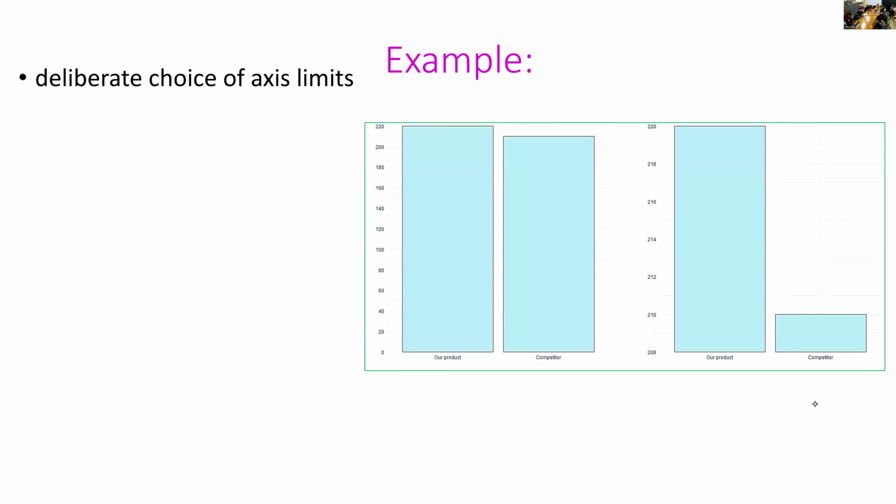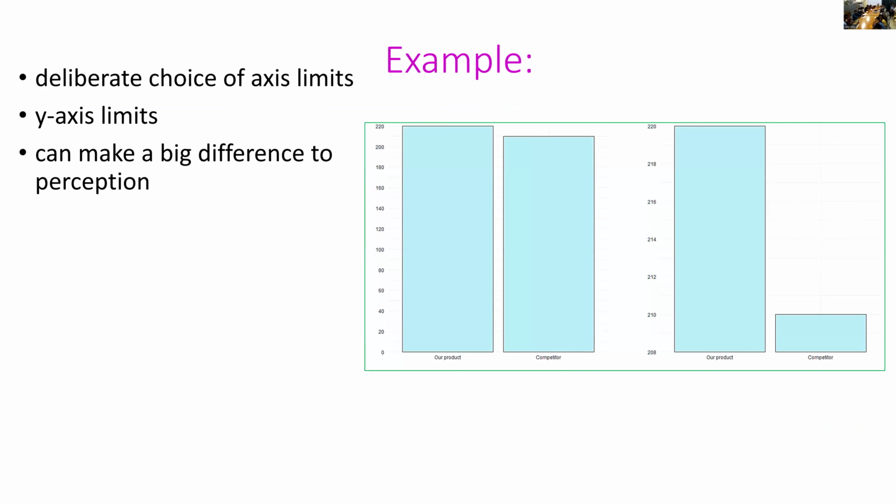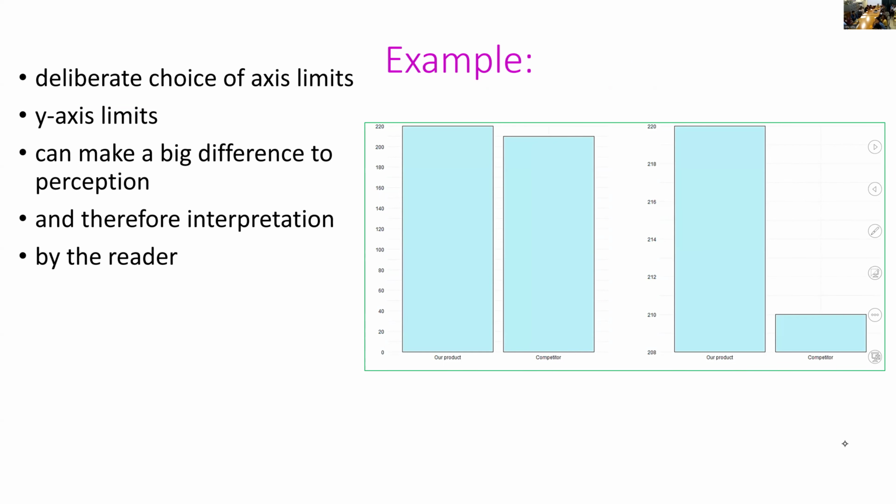Okay. So deliberate choice of y-axis limits can make a big difference to perception, and therefore to interpretation by the reader. So you must always be careful that we don't make this particular mistake.